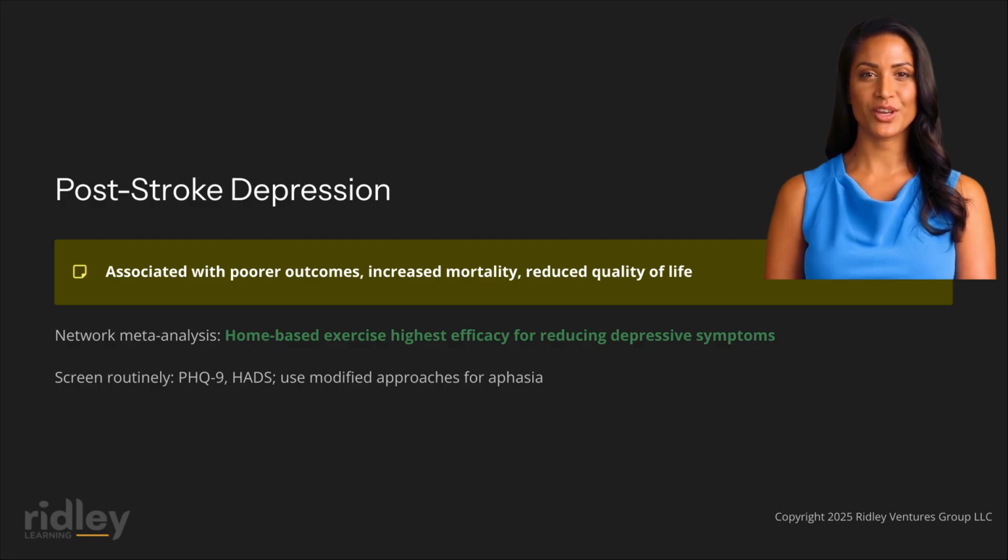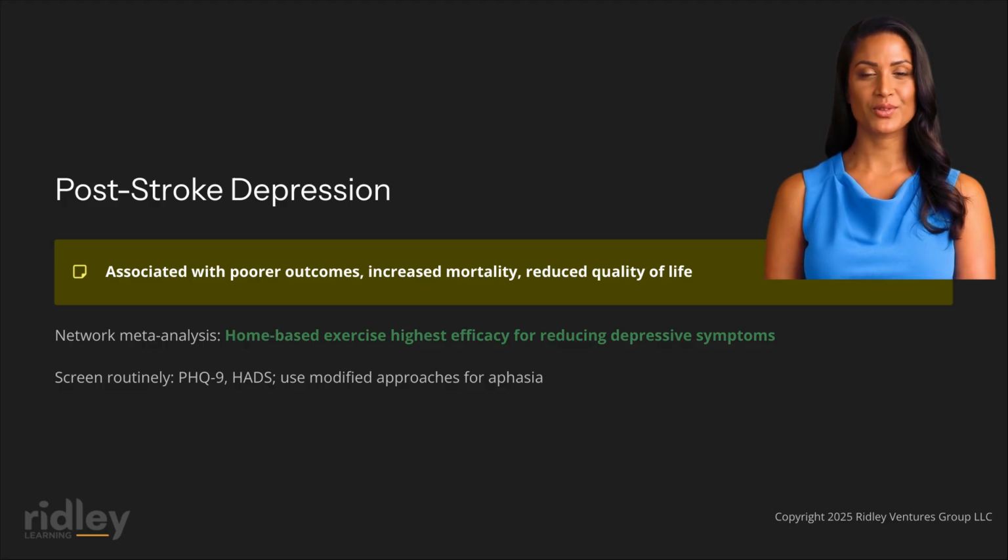Screening for post-stroke depression should be implemented routinely using validated instruments appropriate for stroke populations, with attention to the potential impact of aphasia and cognitive impairment on screening accuracy. The Patient Health Questionnaire 9 and the Hospital Anxiety and Depression Scale represent commonly used screening instruments, though modified approaches may be necessary for patients with significant communication impairments.